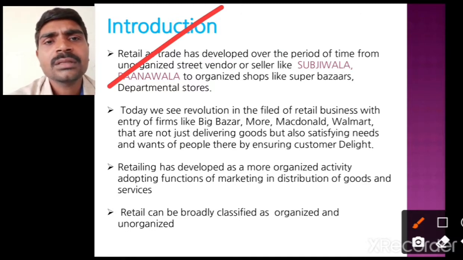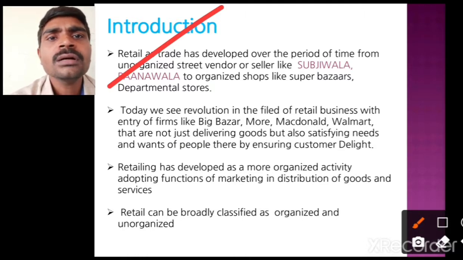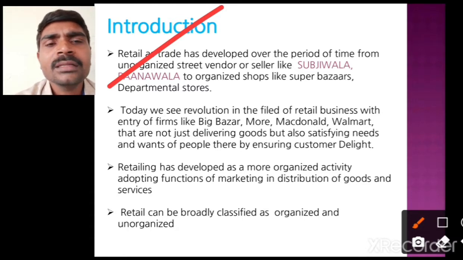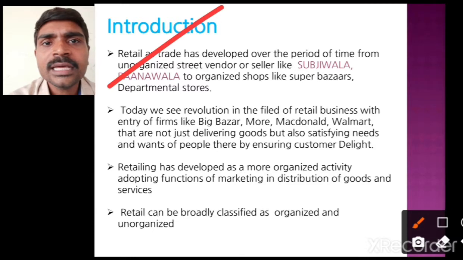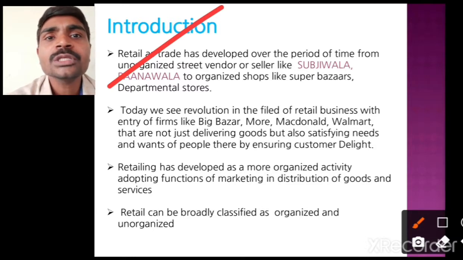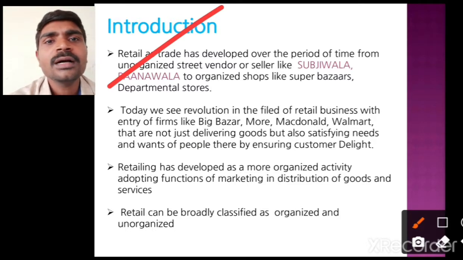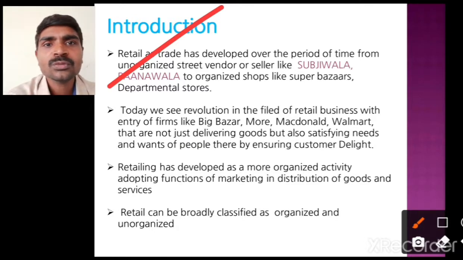It means basically retail starts as unorganized, and then unorganized is moving towards organized systematically. Unorganized retailers are the retailers who do not have any set of rules and regulations for selling goods and services to the customers. This is known as unorganized. Then what is organized? There is a set of principles, a set of rules and regulations for selling goods and services.